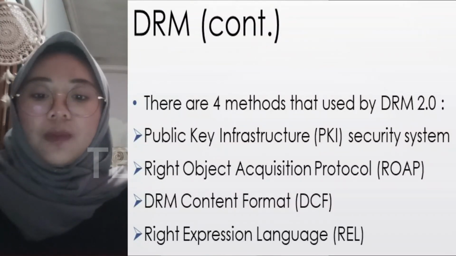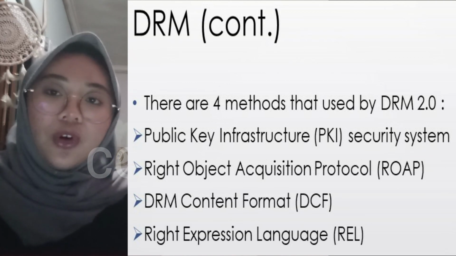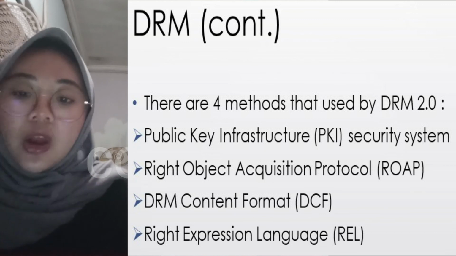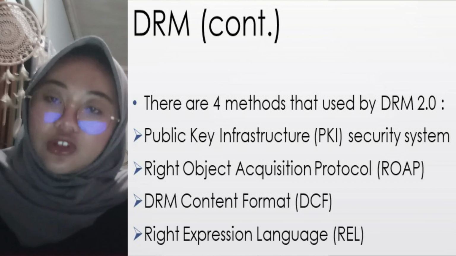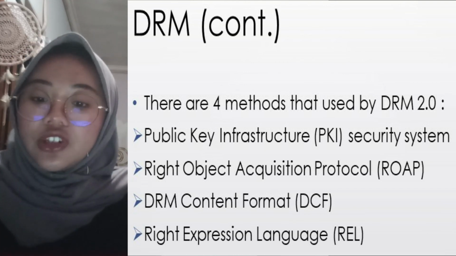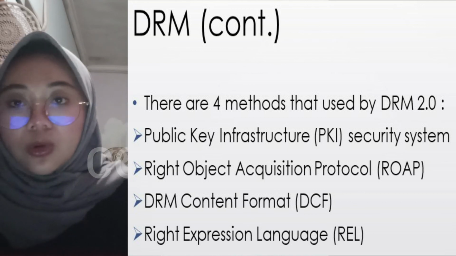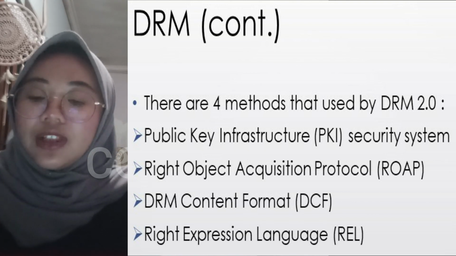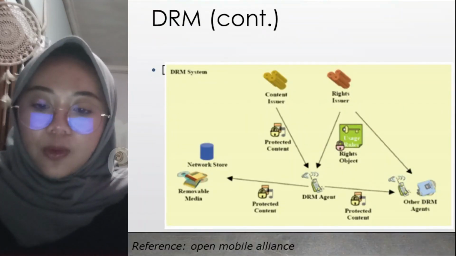And then there are four methods that are used by DRM 2. Before I was explaining about DRM 1 and now we're moving on to DRM 2 or DRM 2.0. So there are public key infrastructure or PKI security system, rights object acquisition protocol or ROAP, DRM content format or DCF, and also rights expression language or REL. This is how it works.